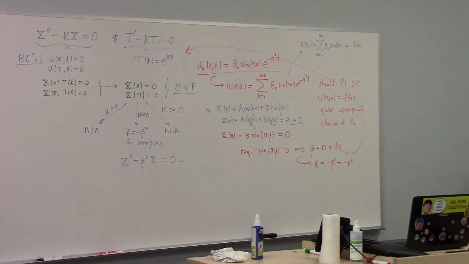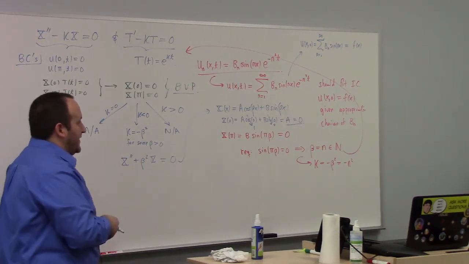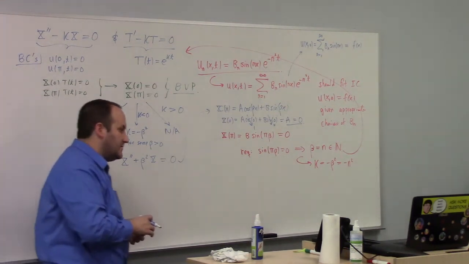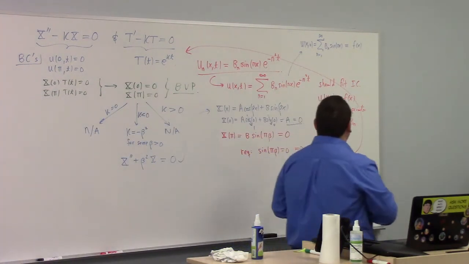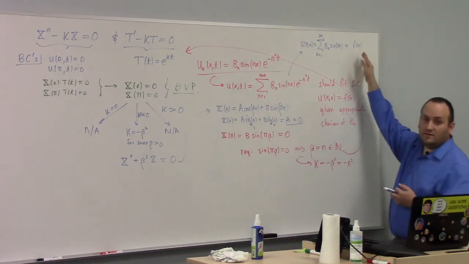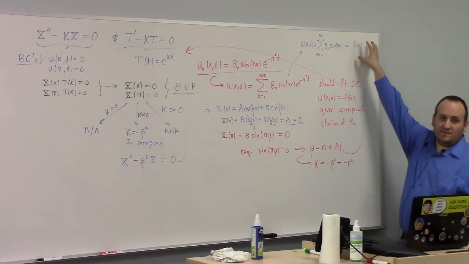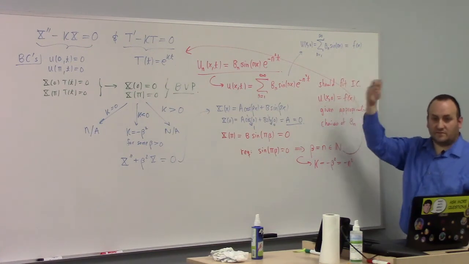There's a well-defined way of expanding f of x in the same way. So you calculate these things called Fourier coefficients by doing certain integrals of f of x with respect to sine over the integral from 0 to pi. And you can expand f of x in the same way, and then you just equate coefficients, and there's your solution.